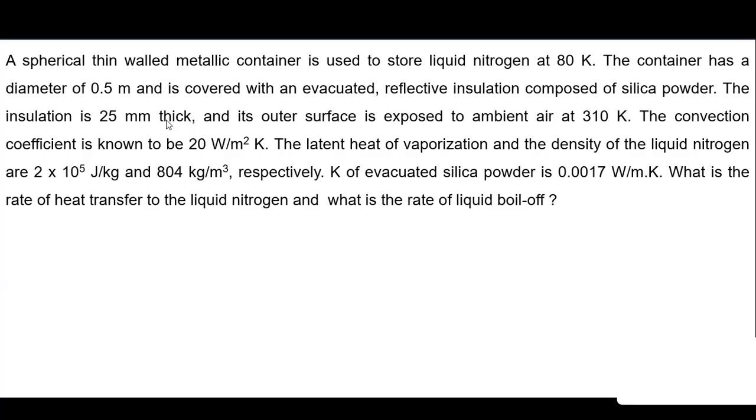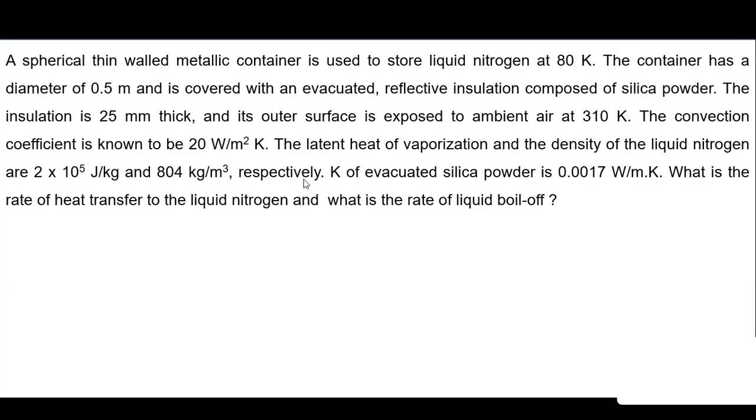The convection coefficient is 20, and the latent heat of vaporization and the density of the liquid nitrogen are 2 into 10 to the power 5 joules per kilogram Kelvin. This is the latent heat of vaporization, and the density of liquid nitrogen is 804 kilogram per meter cubed. It's liquid, it's not nitrogen gas, so that's why the density is quite high. It's almost comparable with water.